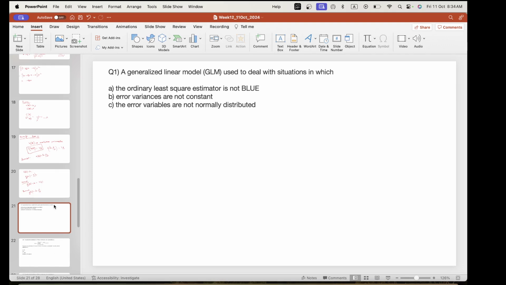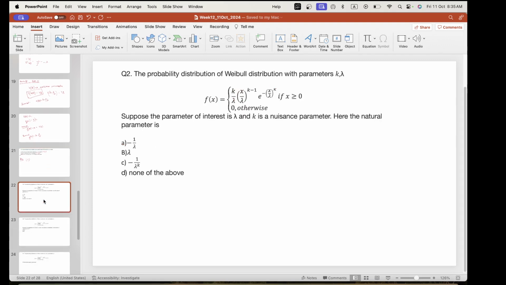Okay, so here we see a generalized linear model is used to deal with situations in which ordinary least square estimation is not BLUE, error variables are not normally distributed, or error variances are not constant. So here the answer is option C, that error variables are not normally distributed. If variances are not constant, we could also fit GLS. Okay, and ordinary least square is not BLUE, that also holds for GLS. Okay, but GLM is used when error variables are non-normally distributed. Alright, moving on to question number 2.